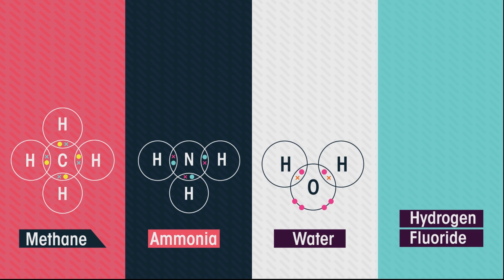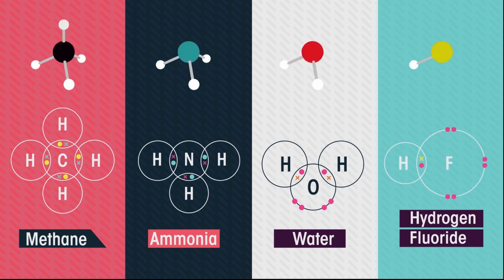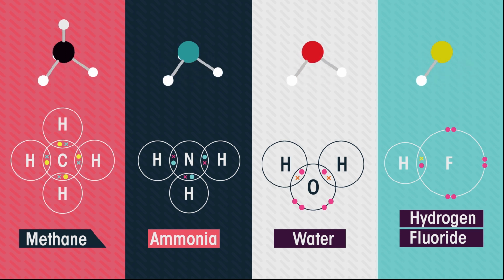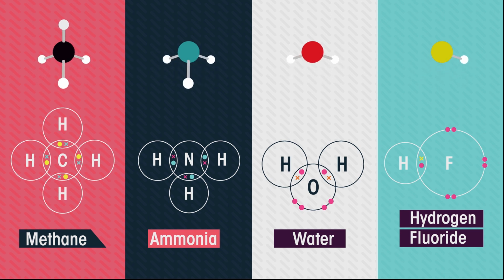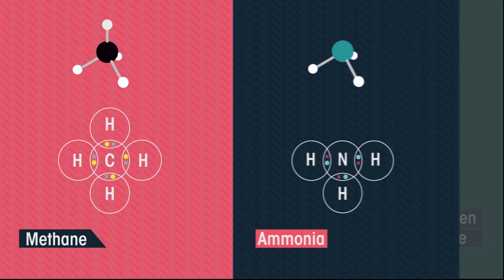Have you got it? Each structure contains 4 pairs of electrons that sit as far apart as possible. In methane, all 4 are in bonds. This makes methane tetrahedral in shape. Look at what happens when we draw methane, ammonia, water and hydrogen fluoride. Let's look at these shapes more closely.